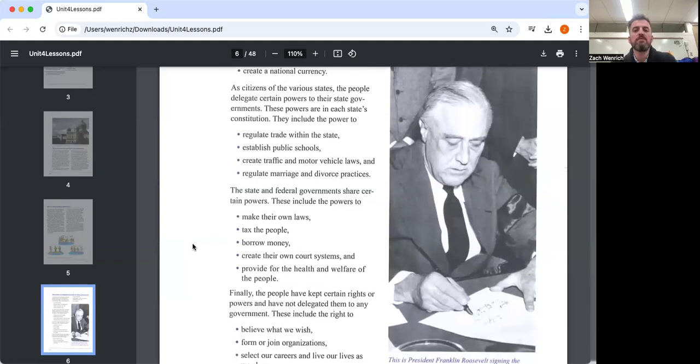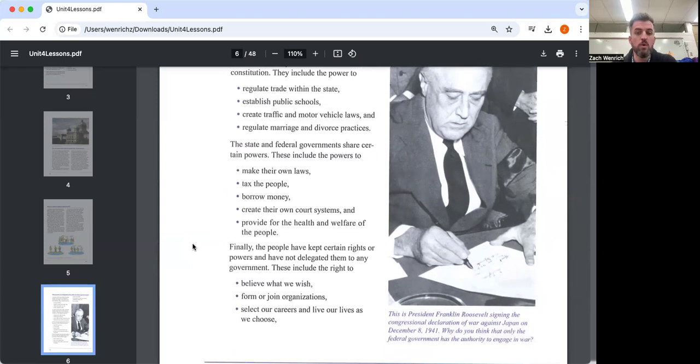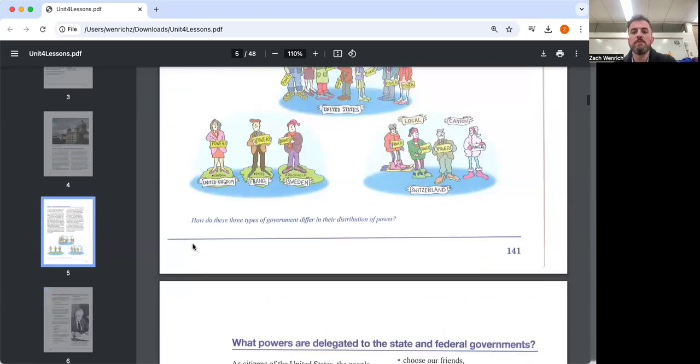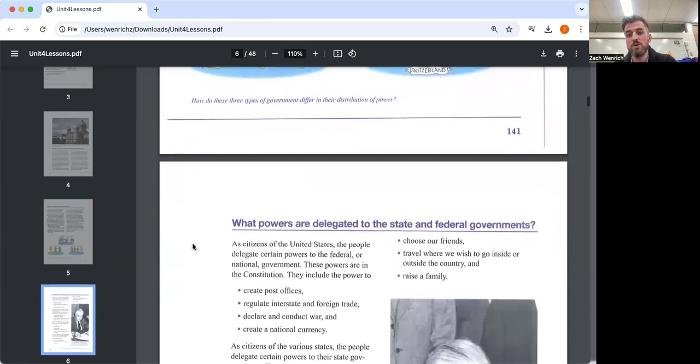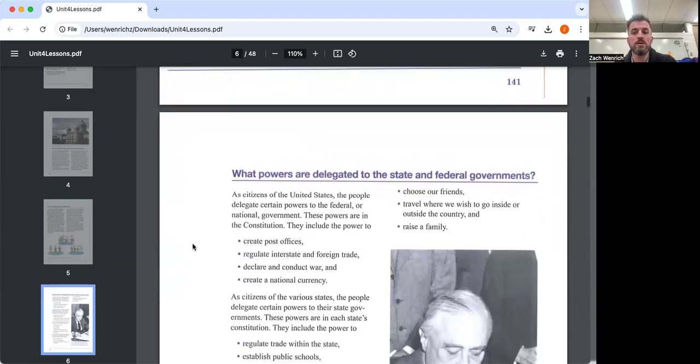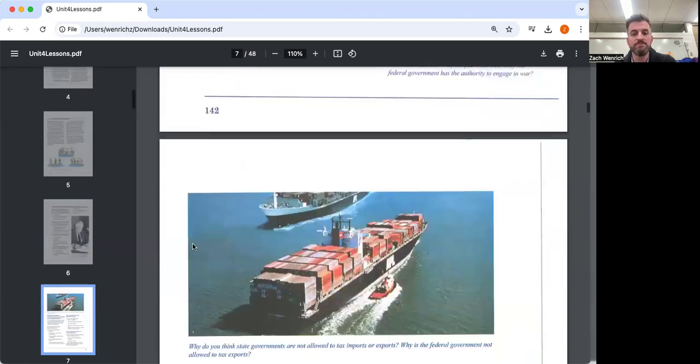Finally, the people have kept certain rights or powers and have not delegated them to any government. These include the right to believe what we wish, form or join organizations, select our careers, and live our lives as we choose, our friends, travel where we wish to go, inside or outside the country, raising a family.